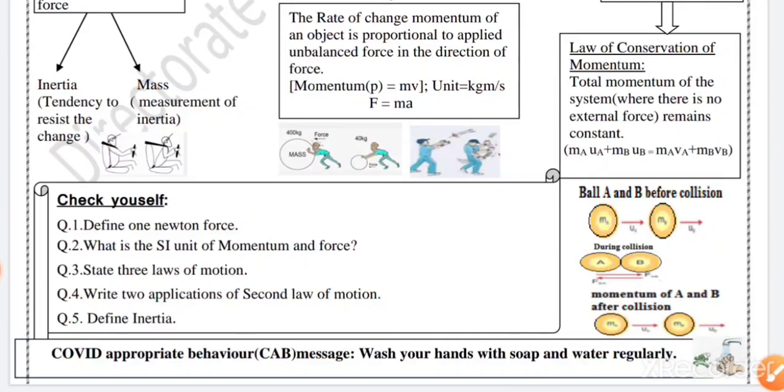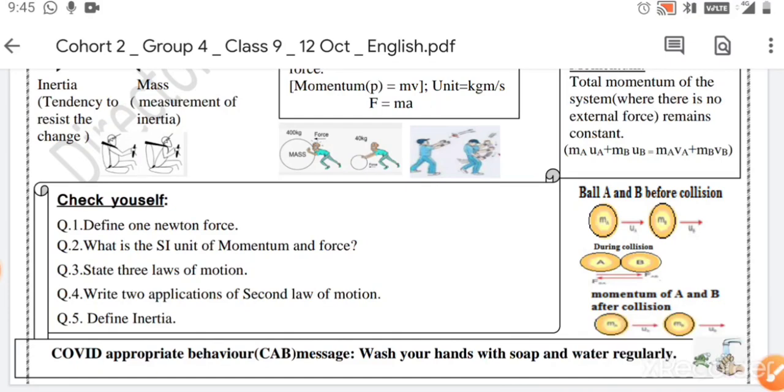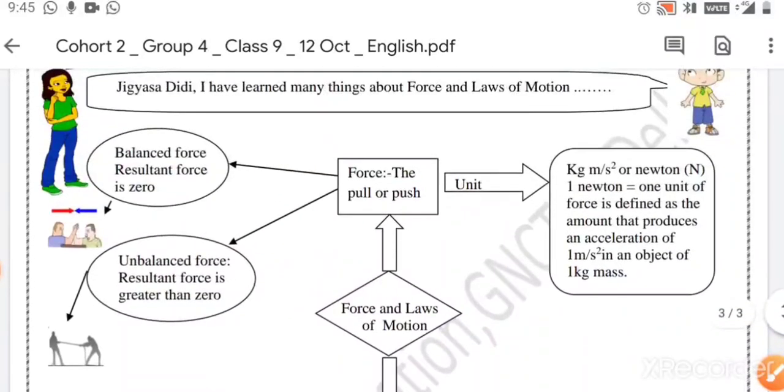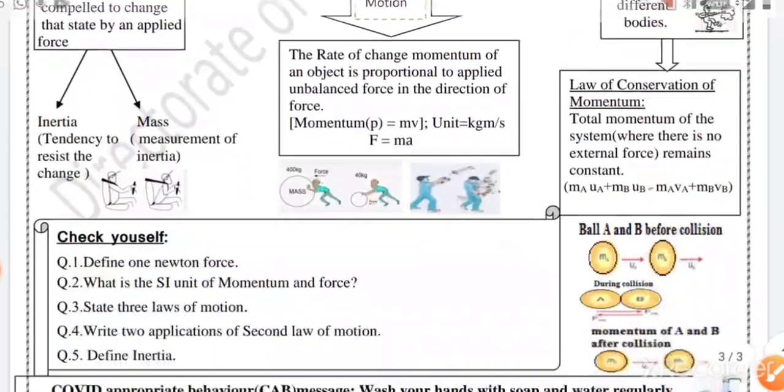What is the SI unit of momentum and force? The SI unit of momentum is kilogram meter per second, and the SI unit of force is 1 kilogram meter per second square. Or we can say that it is Newton, the SI unit.